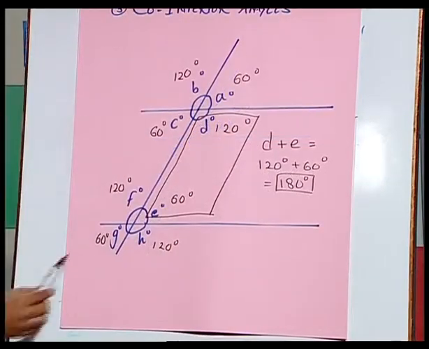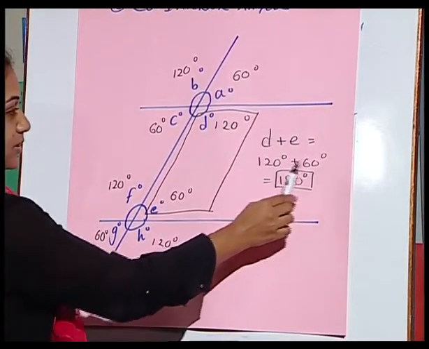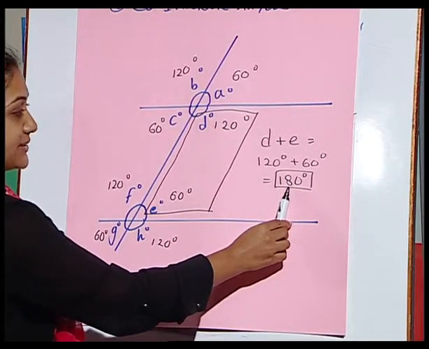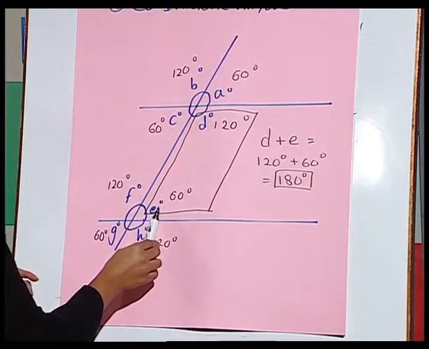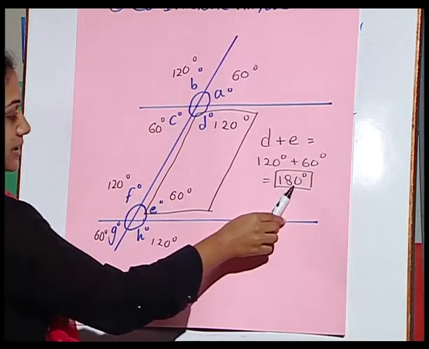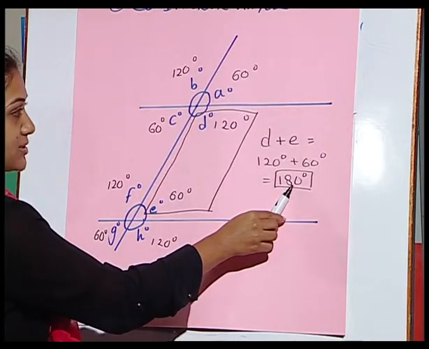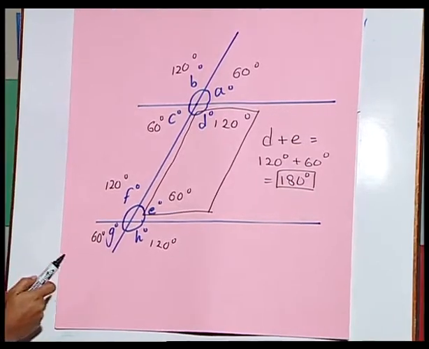We notice that D plus E is equal to 120 degrees plus 60 degrees, which gives us 180 degrees. Therefore, D and E, the co-interior angles, add up to 180 degrees. We can also say that co-interior angles are supplementary angles.